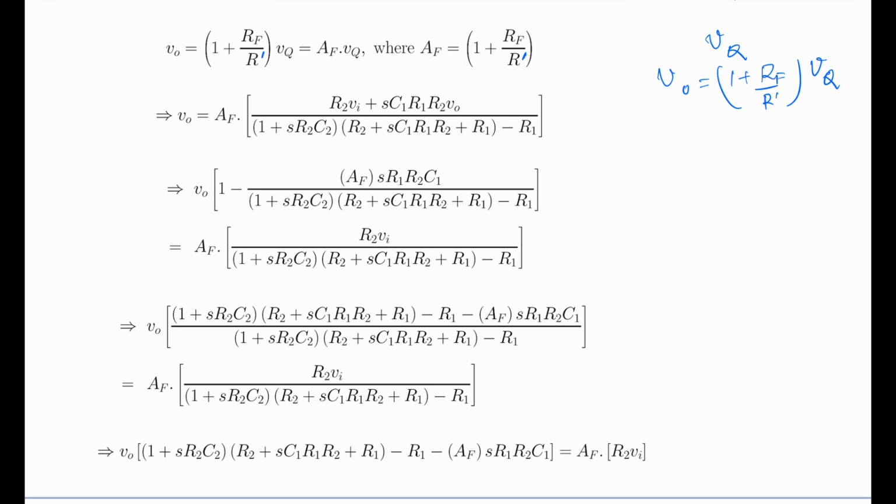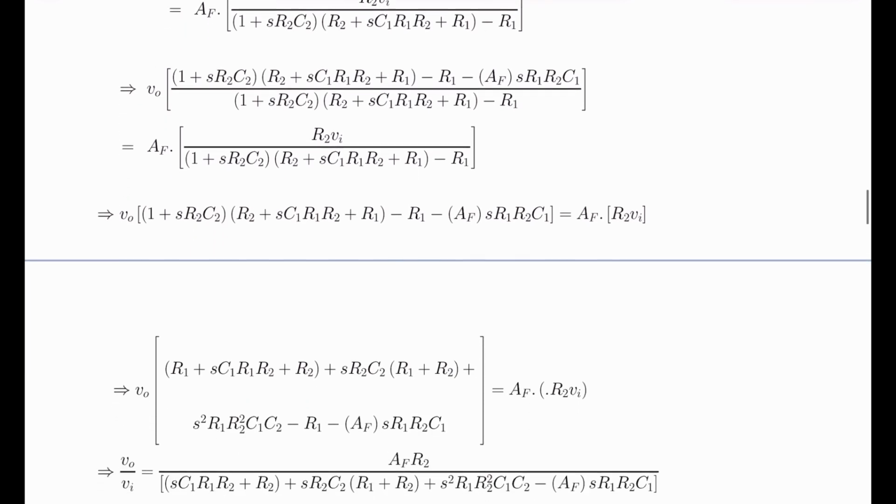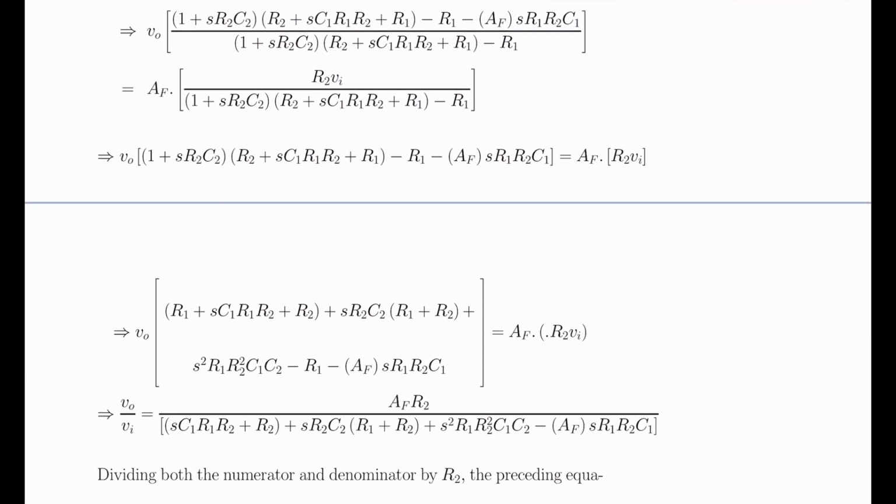So that we have on the left side only V0, on the right side we have Vi. So now V0 into this. What we have done here? We have taken the product and expanded it. On the right side we have Af into R2 into Vi. So V0 upon Vi is Af into R2 upon this term. This is written here.